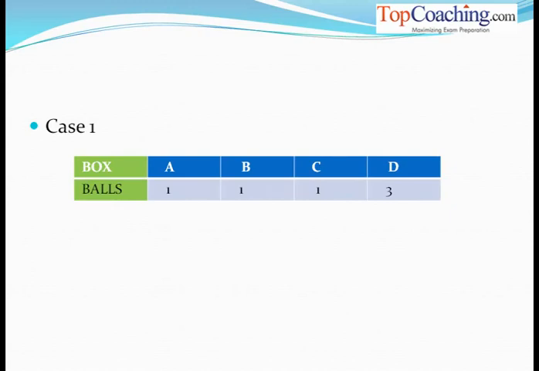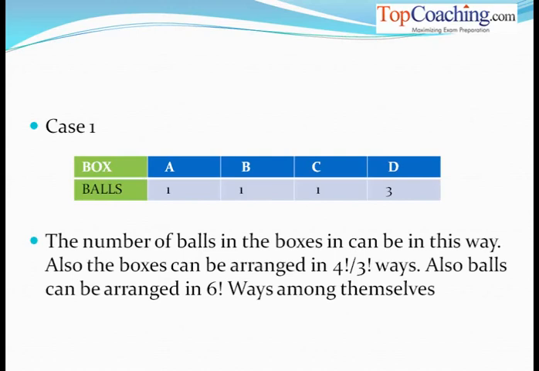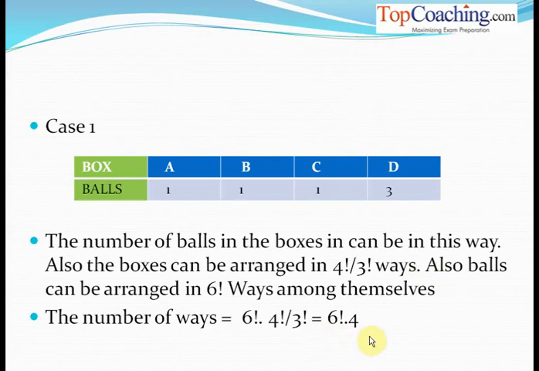But the balls and the boxes can be arranged among themselves. So the boxes can be arranged in 4!/3! ways, and of these arrangements the balls can also be arranged in 6! ways among themselves. So the number of ways is equal to 6! × 4!/3!, and that is equal to 6! × 4.